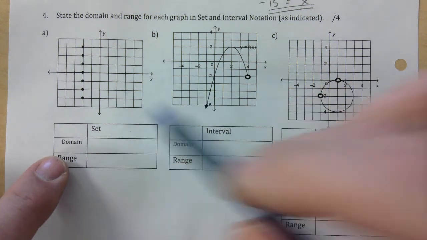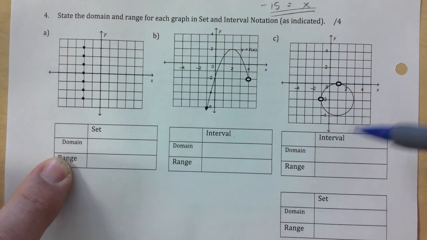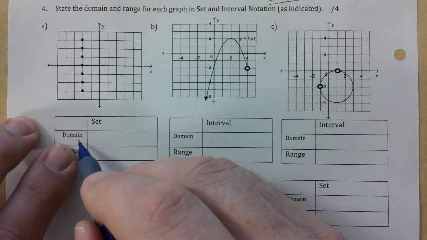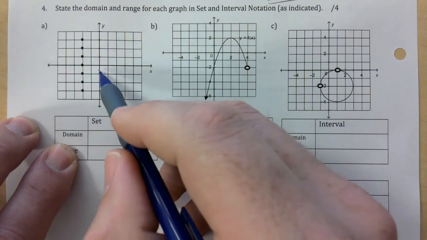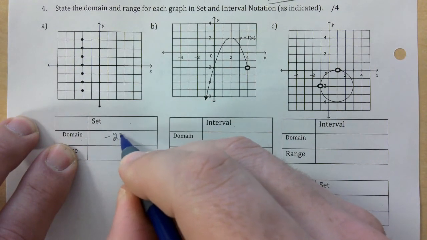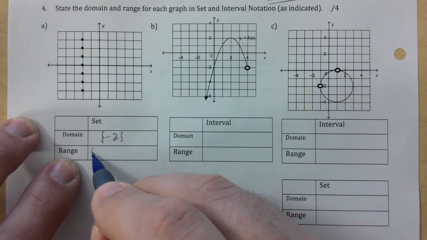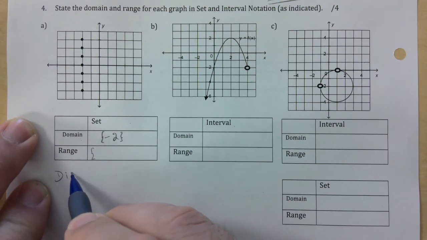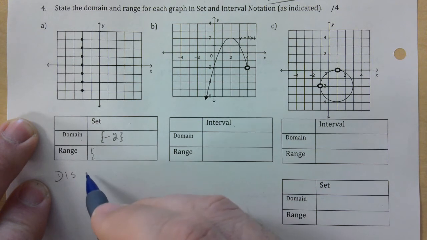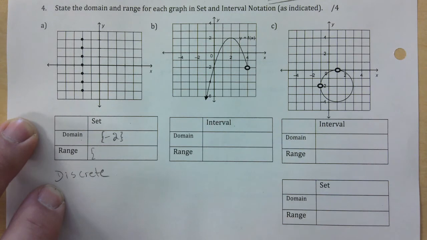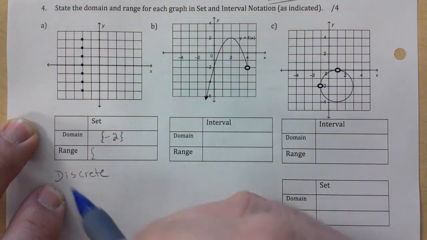All right, another one here, the domain and range part. So I want this in set notation, interval notation here, and then both for that last graph. So the domain in this case is just negative 2. That's it. The range, and this is discrete, right? This is discrete data. I actually meant for you to write down discrete or continuous, but I didn't write it down, so it's on me.